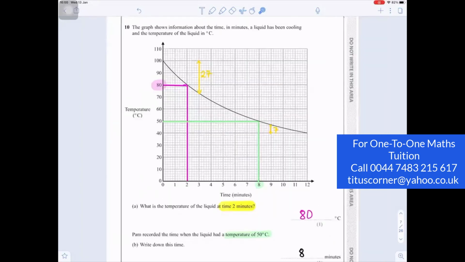Pam recorded the time when the liquid had a temperature of 50 degrees Celsius. Write down this time. That's part B. So we go to 50 degrees Celsius on the y-axis. Follow this green line. Where it meets the graph, we come down, and the time there is 8. So the time is 8 minutes.